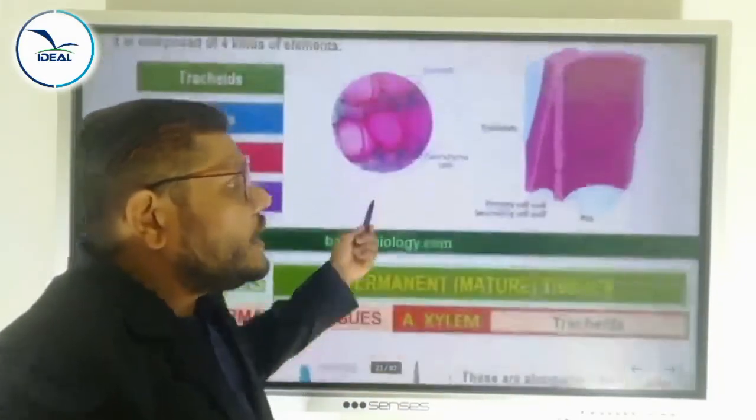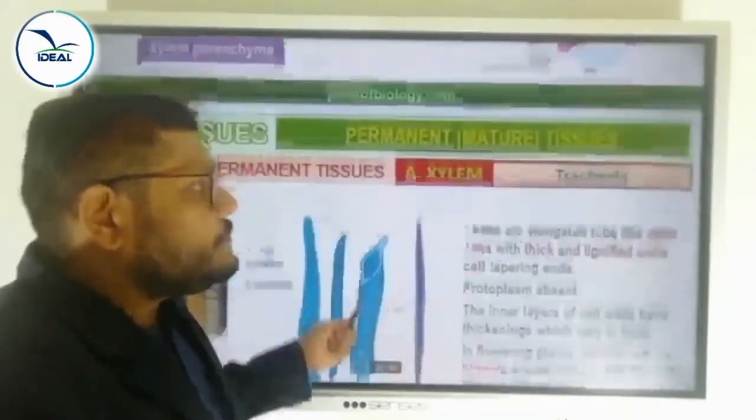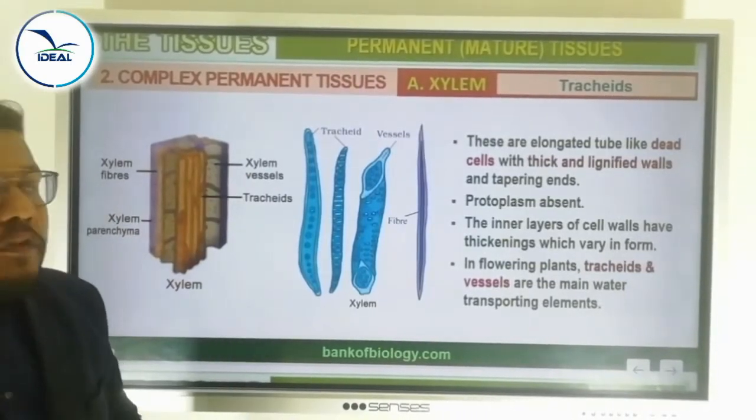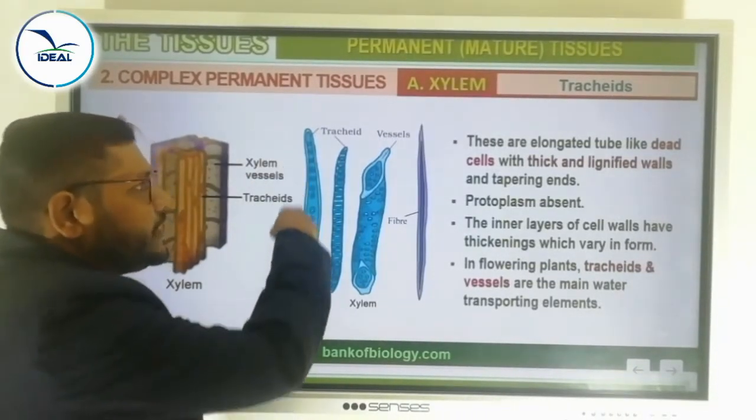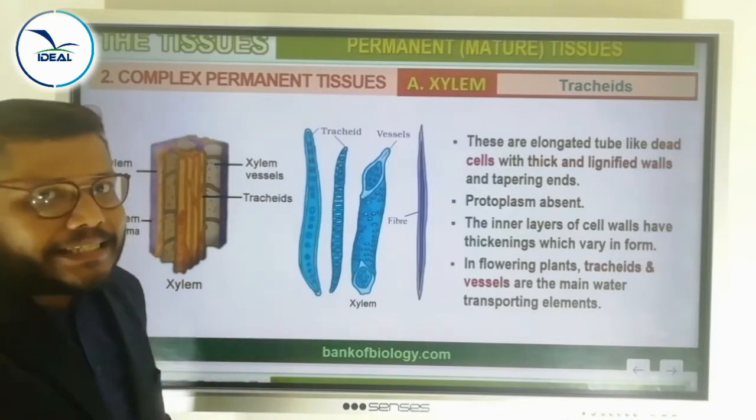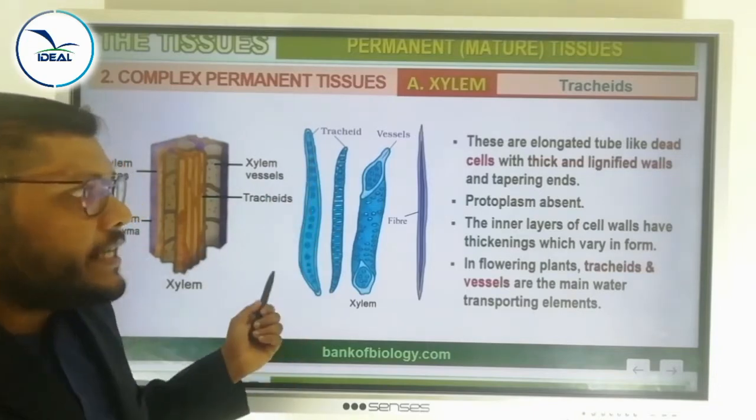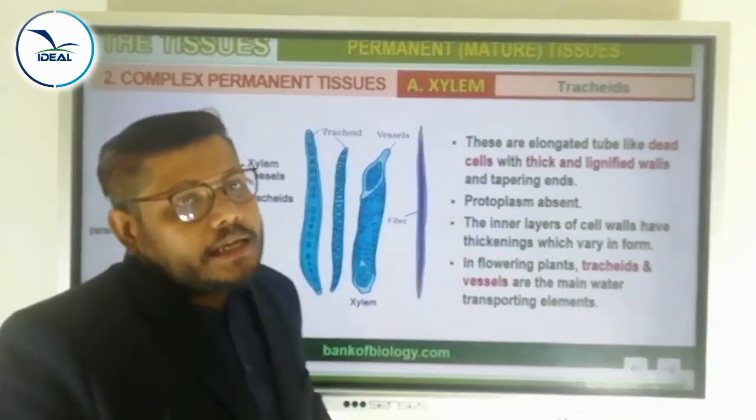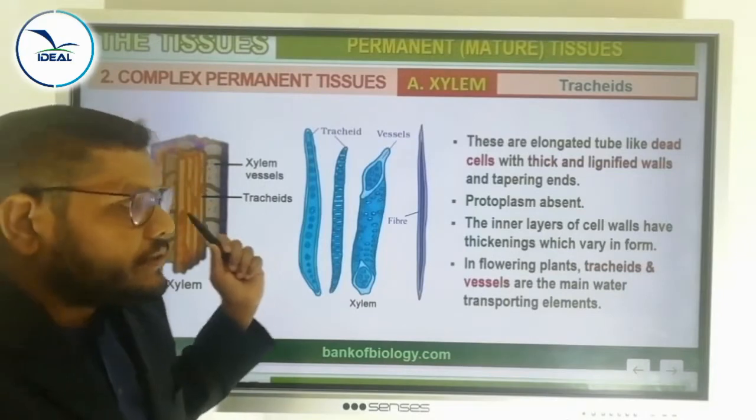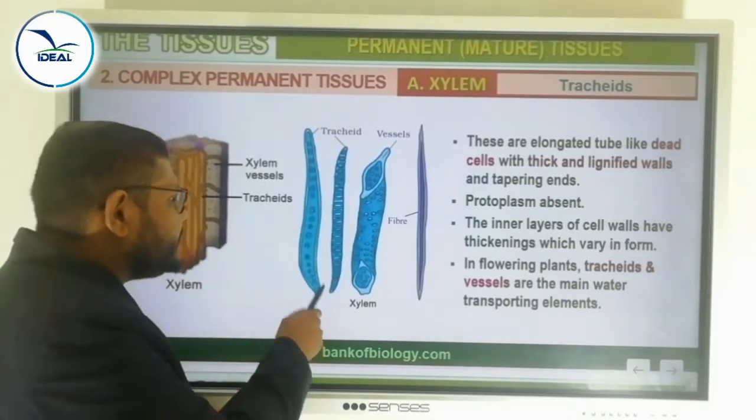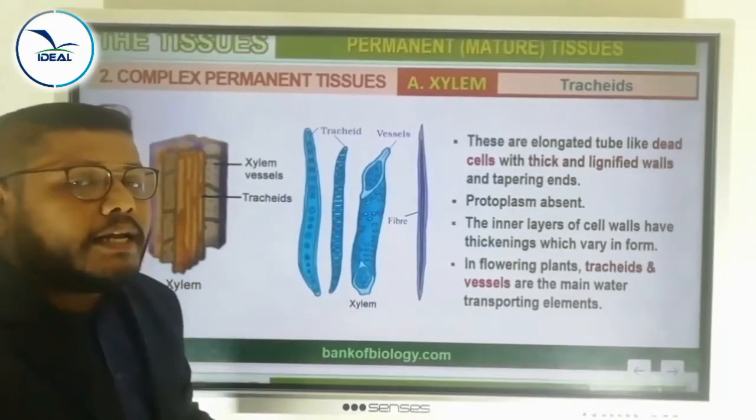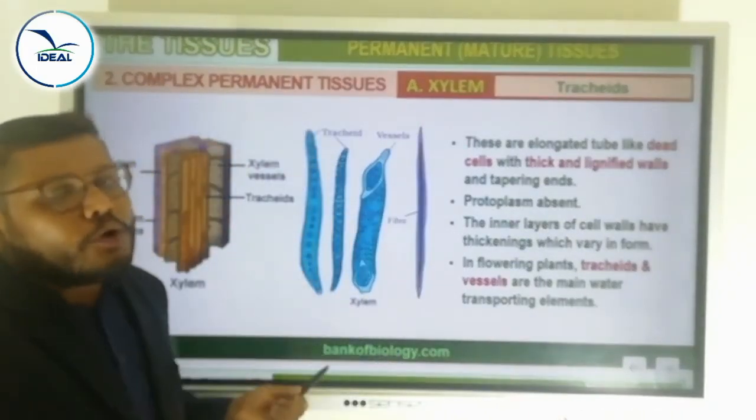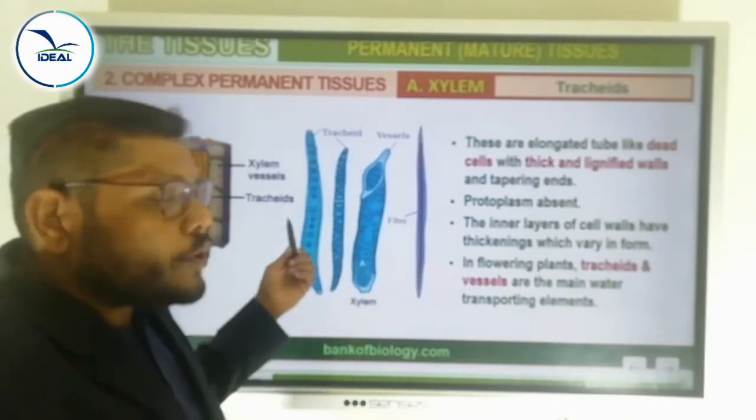First one is called xylem tracheids. What is xylem tracheid? This is one example of a xylem tracheid. If you observe this structure, we can say that they are elongated tube-like dead cells with a thickened cell wall due to the deposition of lignin. Because of the lignin, the cell walls are thickened at the tapering, pointed end. In this case, the protoplasm is absent. We cannot see the protoplasm here.